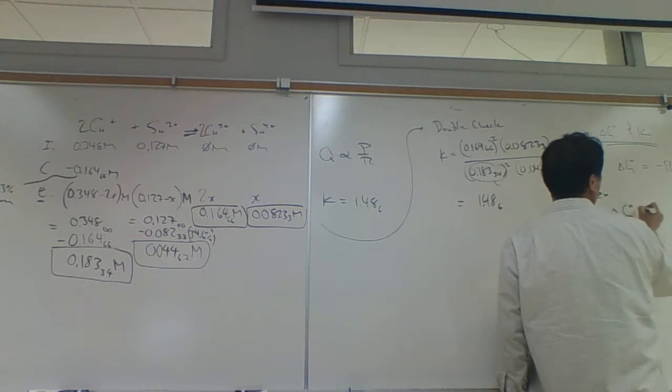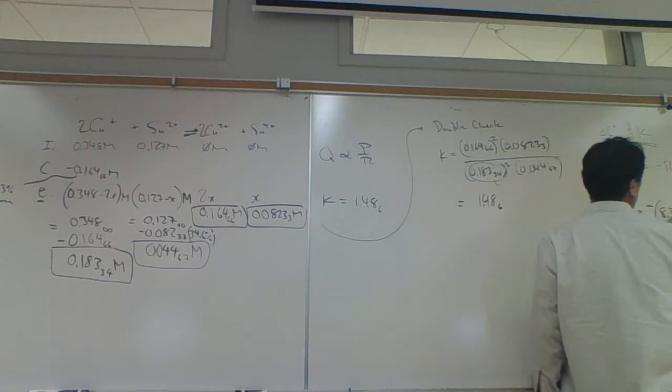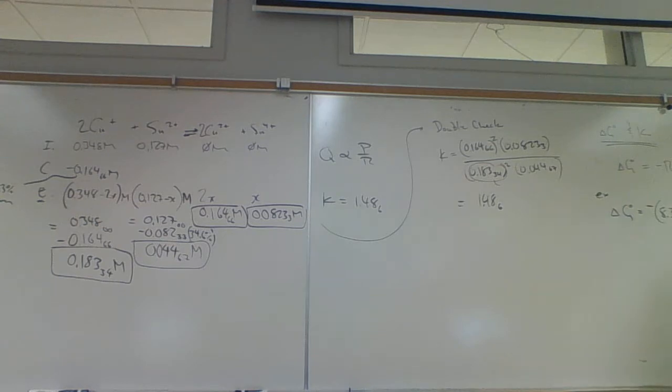So delta G naught is equal to minus R, which is going to be 8.3145 joules per mole Kelvin, times T, which is at 298 Kelvin, times ln of K. And so it's going to be ln of 1.486. And so what does this give us for our delta G naught?